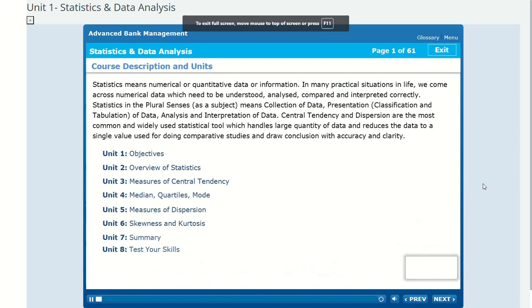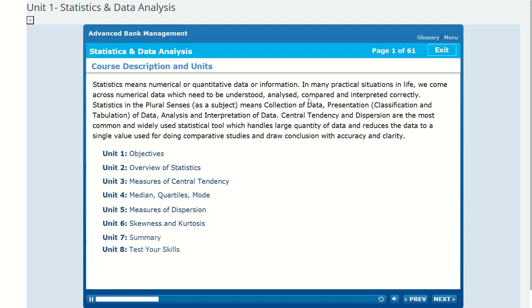Course description and units. Statistics means numerical or quantitative data or information. In many practical situations in life, we come across numerical data, which need to be understood, analyzed, compared and interpreted correctly. Statistics in the plural sense means collection of data, presentation of data, analysis and interpretation of data.